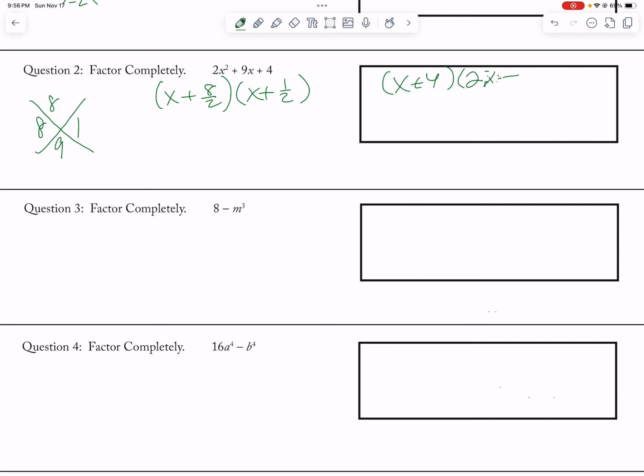2x plus, oh my gosh, I cannot do this. 2x plus 1. Okay, and then minus, so then m cubed minus 8. So then this is a negative n minus 2, m squared plus 2m plus 4.